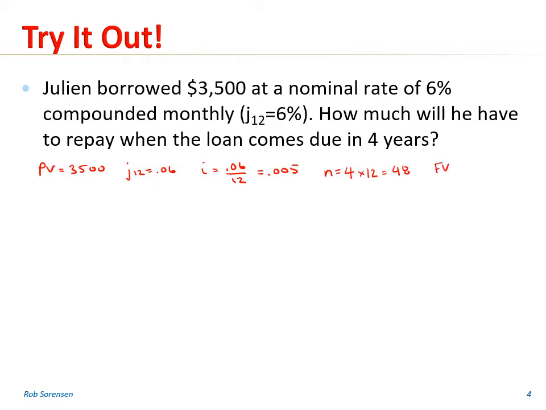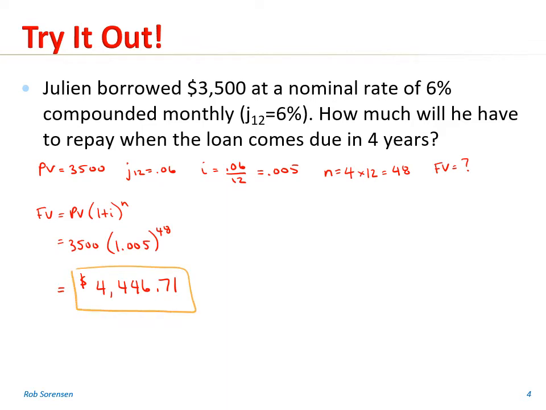And again, this time we want to find the future value. Go ahead and write down our formula. Present value times 1 plus i to the power of n, which in this case is 3,500 times 1.005 to the power of 48. And I hope you got this one working through okay on your calculator. If you did, you got $4,446.71. So your $3,500 turned into $4,446.